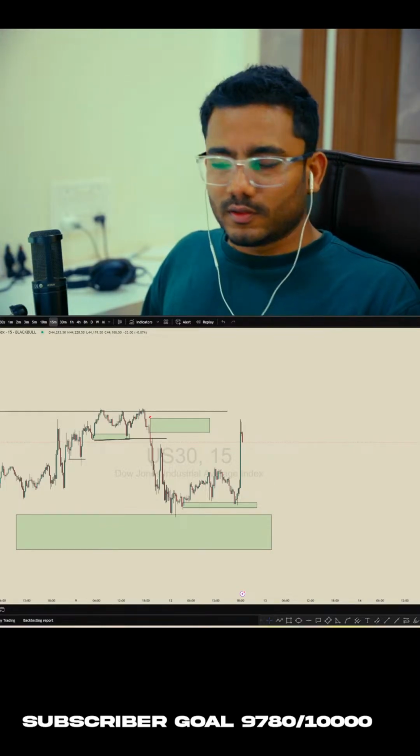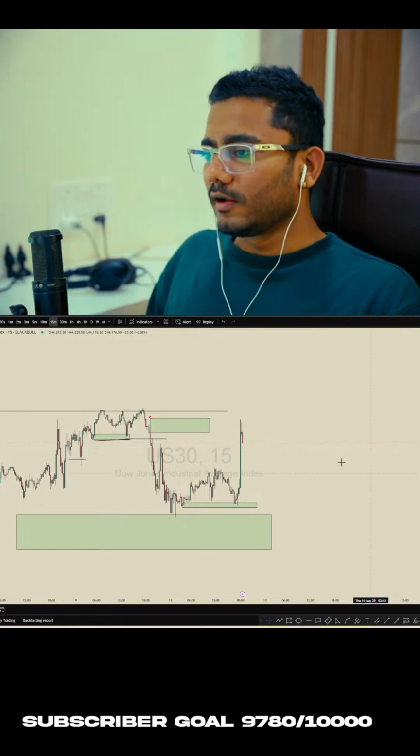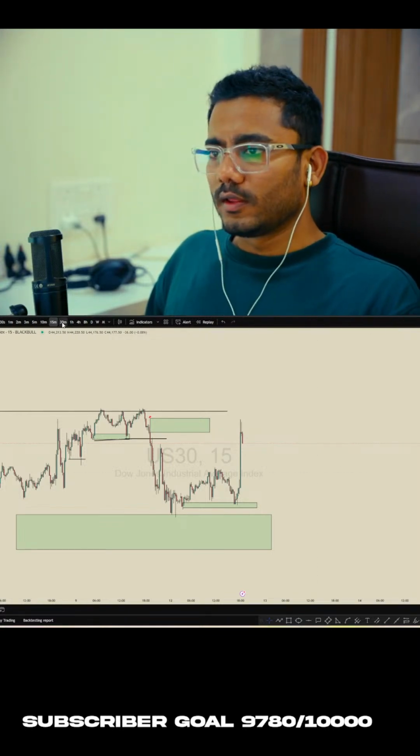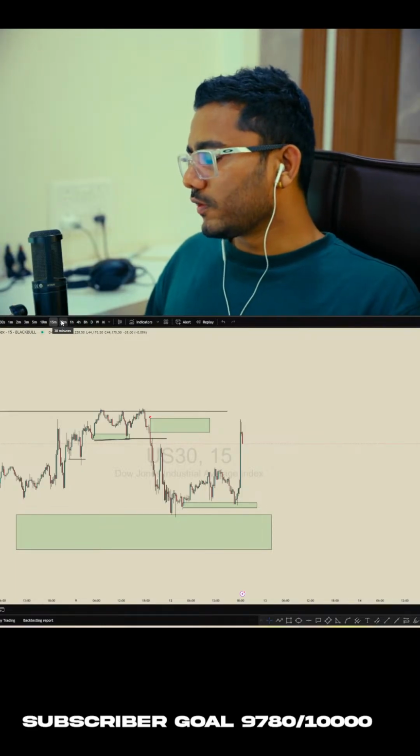But if you're taking big losses, that means you are not using a stop loss. You're just randomly trying to catch every move. And the thing is, you try to hold the losses, but not the profit.